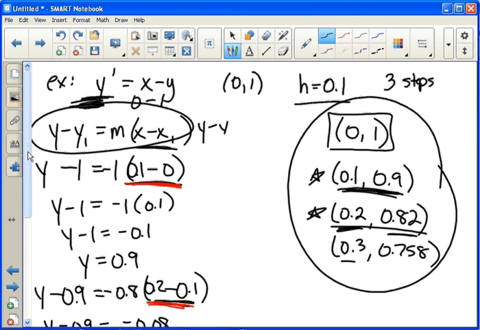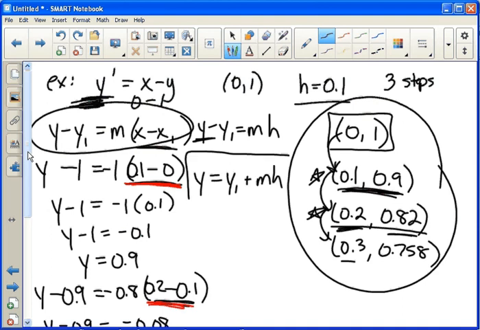I mean, just look over here at your points. It goes from 0 to 0.1 to 0.2 to 0.3. So your x's are always going up by 0.1 each time. And that's going to be true whatever your step size is, that's how much you're going up in the x's. Also, we're trying to solve for this y right here, so let's just add the y1 over to the other side. And this is the equation you should associate from now on with Euler's method. That's the equation we're going to use. So let's take this new equation and see how much quicker it can be on this example. So we're going to use y equals y1 plus mh.